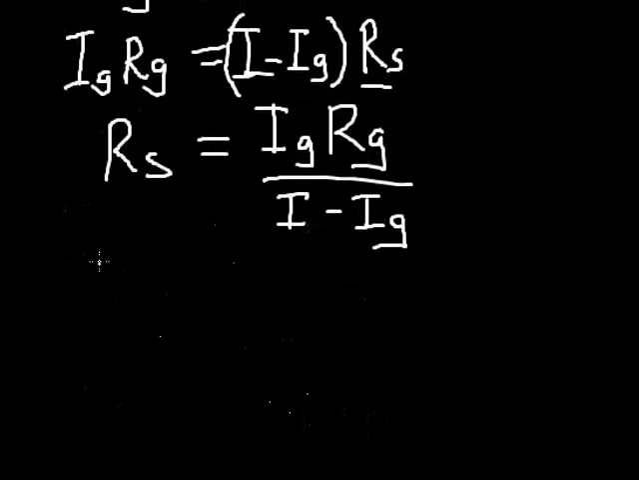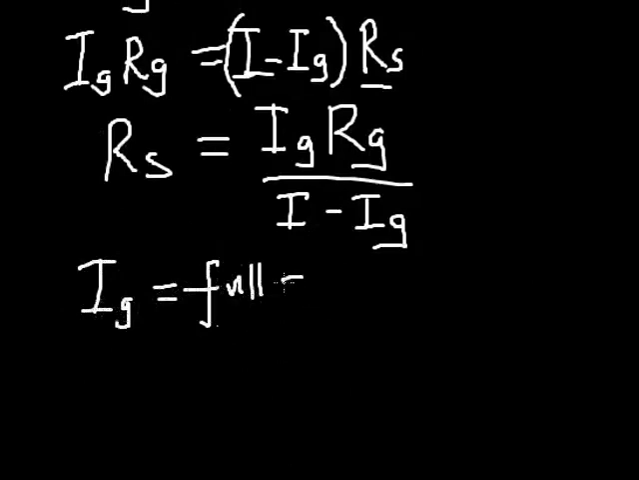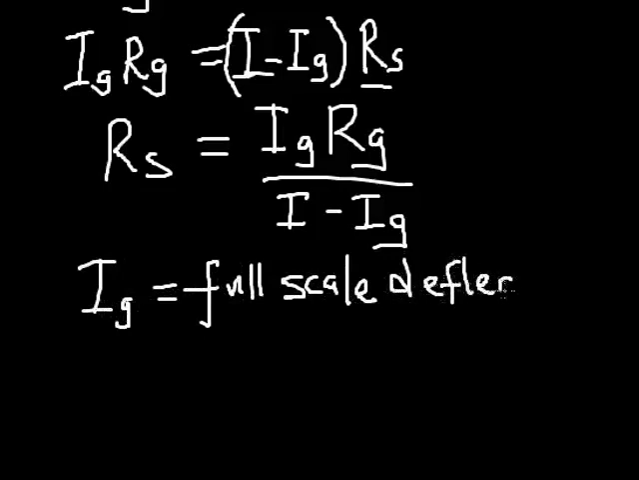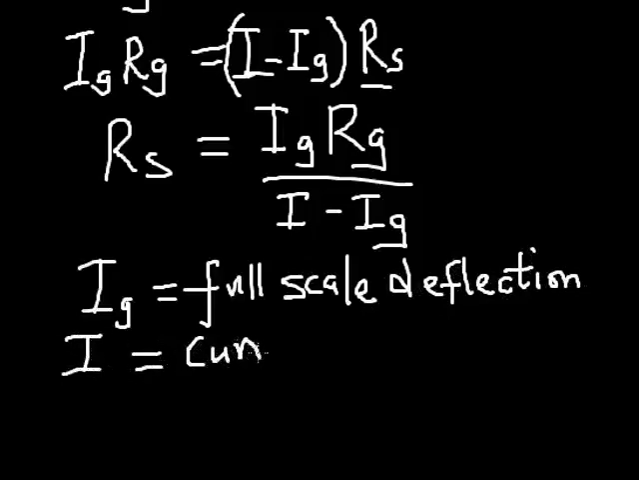Now where Ig, as you see here, is actually known as the maximum current or the full scale. It's being called the full scale deflection. So the only current that will give a galvanometer full scale deflection. Of course, the I is the current that you want to measure, the current you want to convert.